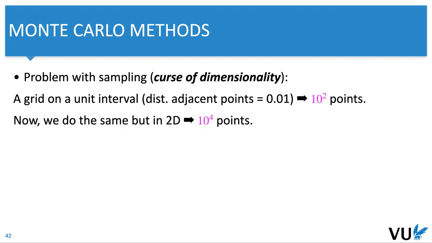However, if we go to 2D, 2 dimensions, so now we have a square, and this is a grid. And now how many points do we have? We have 10 to the power of 4, right? Because every single point in one unit interval we need to combine with every single point in the other unit interval, so we have 10,000 points, sorry.